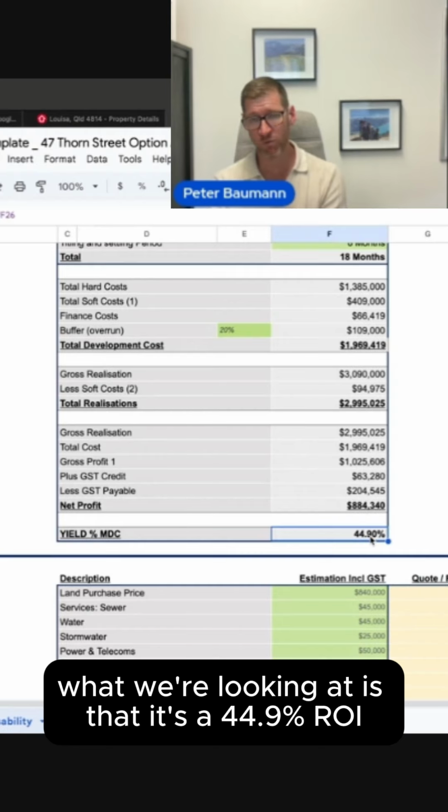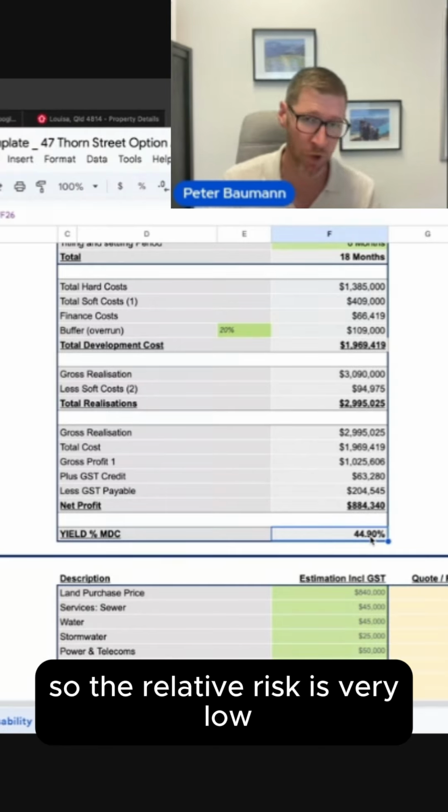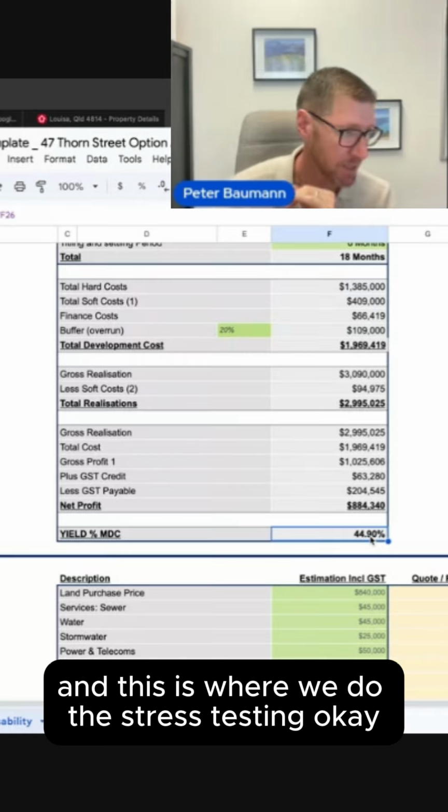Looking at is that it's a 44.9% ROI. So the relative risk is very low. And this is where we do the stress testing. Okay, let's have a look down here.